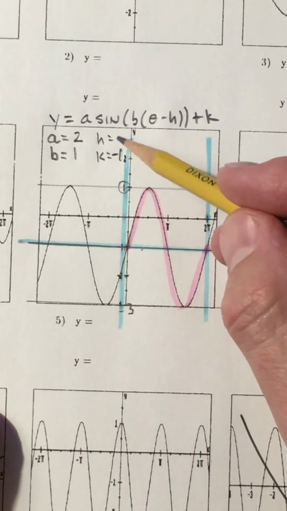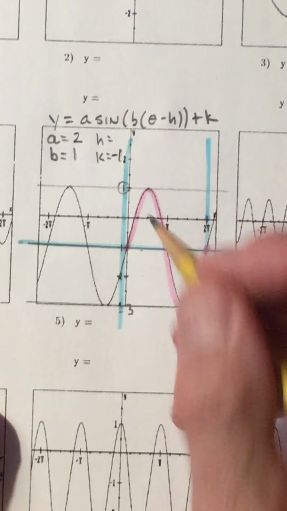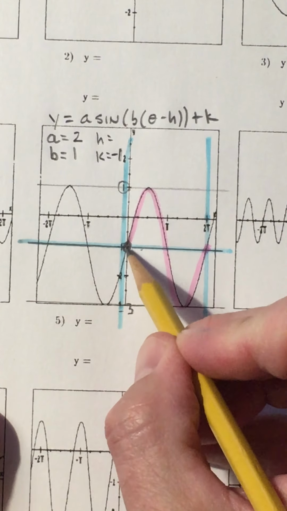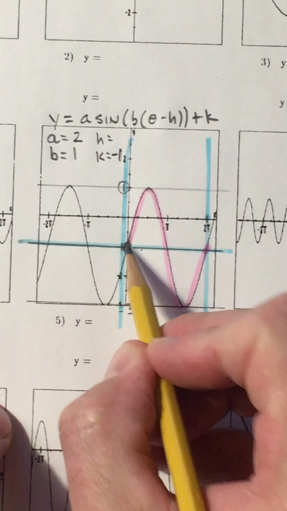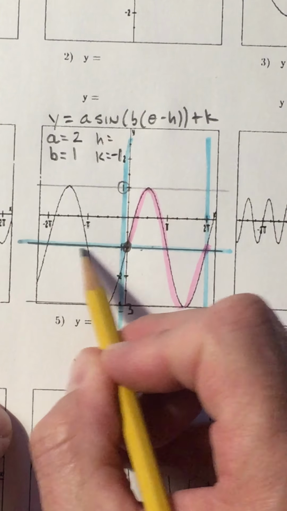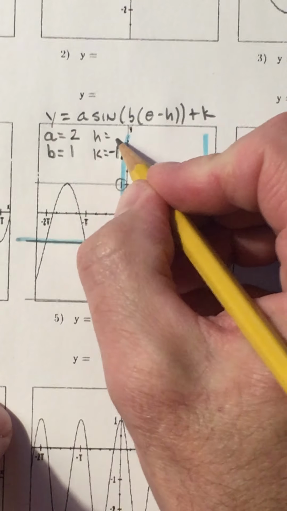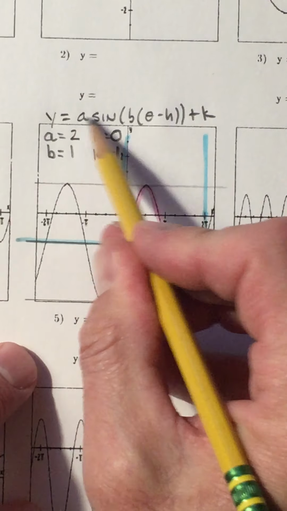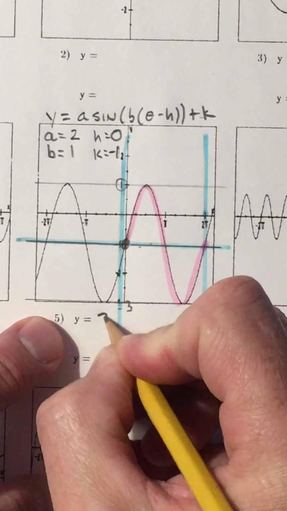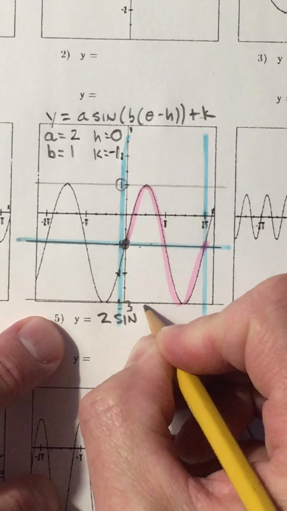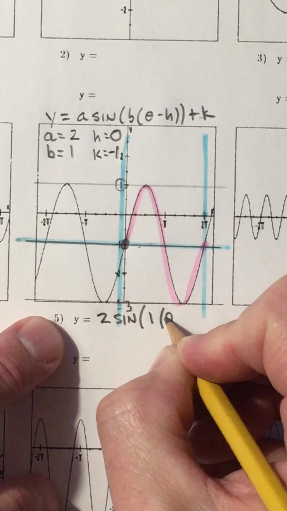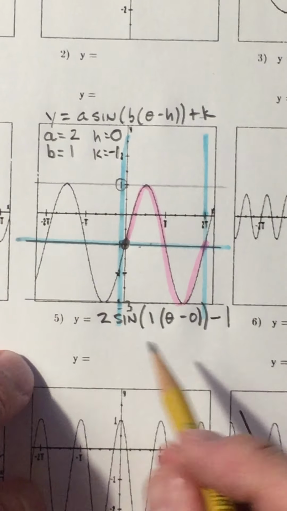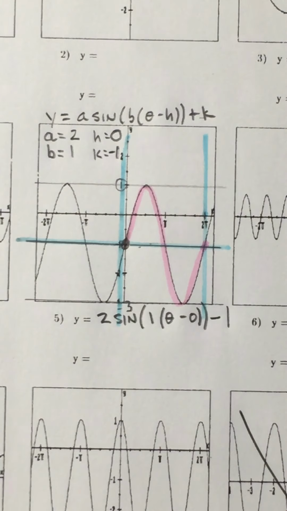All right, the last thing is the h, which is a horizontal shift. And so what we want to do is we want to find where the sine function starts, where it's the middle going up, and we want to ask ourselves how far is that shifted right or left from this y-axis, and it is in fact shifted 0. So this equation then, we can substitute these values in here, is y equals 2 sine 1 theta minus 0 minus 1. And that is the sine function.